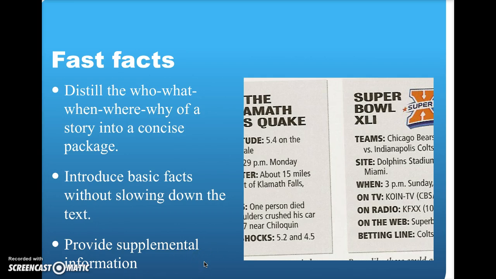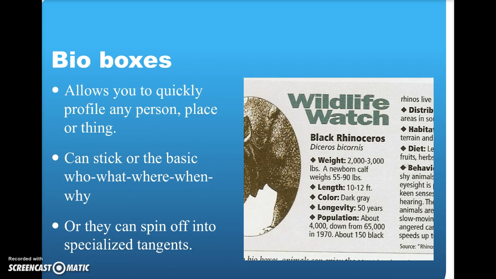The fast facts type, and you can see one here is on the Super Bowl. Just giving quick information for people to access that information, to access that show. Here's one, it's called BioBox. Here's a thing on the black rhinoceros. It could be on a person. This is an infographic as well.